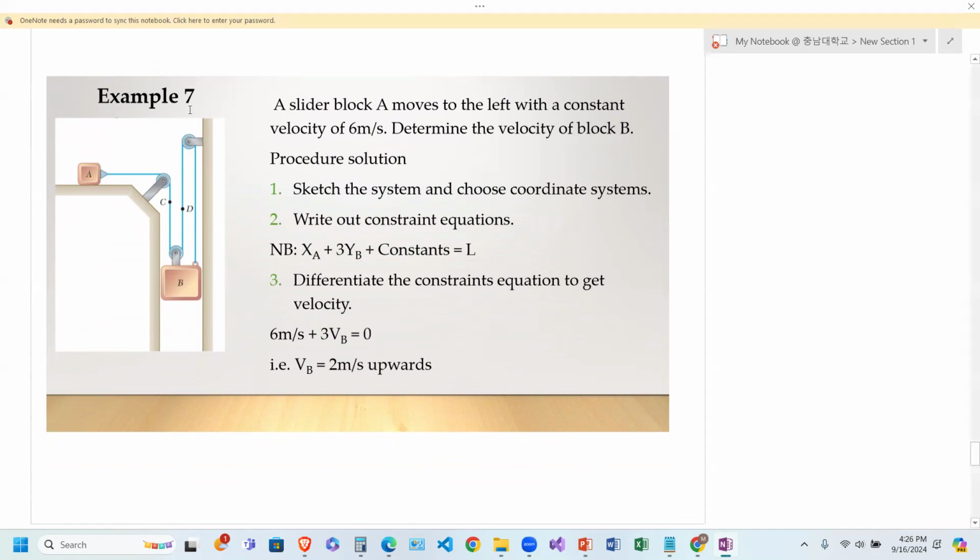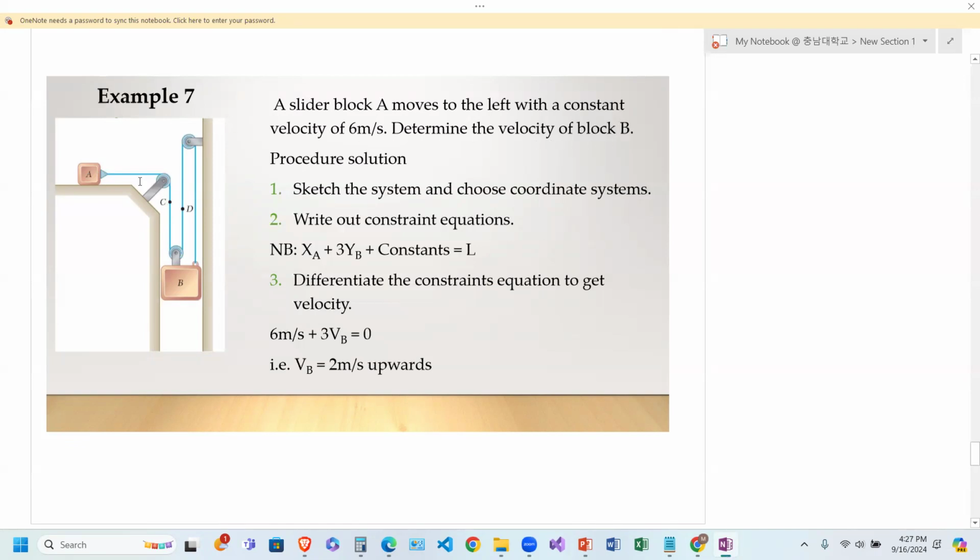So let's look at example 7. I'm just going to explain it. I know you guys will handle it. But remember, this is just one rope. Let's say a slider block A moves to the left with a constant velocity. So this block A moves with a constant velocity, which is 6 meters per second. Determine the velocity of block B.